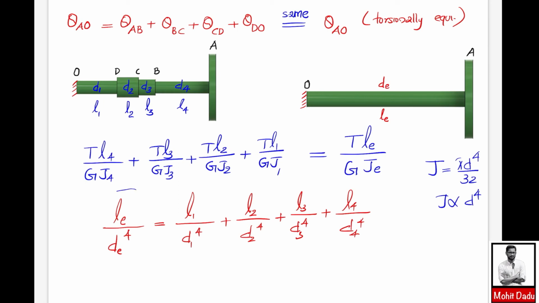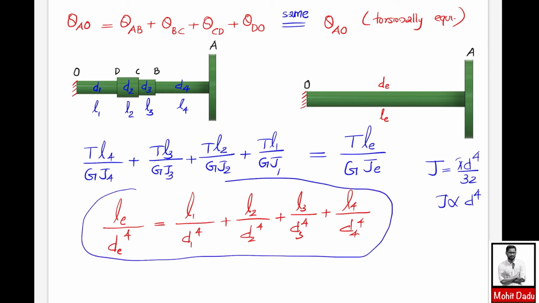So now we have related the torsionally equivalent shaft to the stepped shaft. Suppose in a question they give the diameter D; usually we will maintain one of the existing diameters. That means either of the existing diameters can be chosen as the equivalent diameter, so DE can be D1 or D2 or something like that. If D is known, then you can evaluate the equivalent length, that is the length of the converted torsionally equivalent shaft, LE.